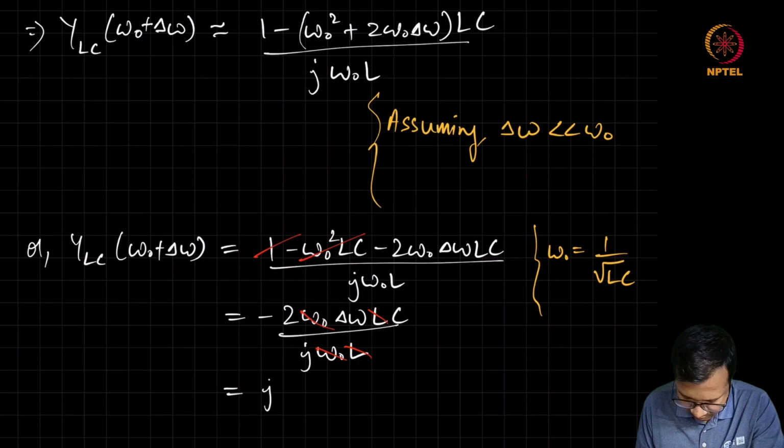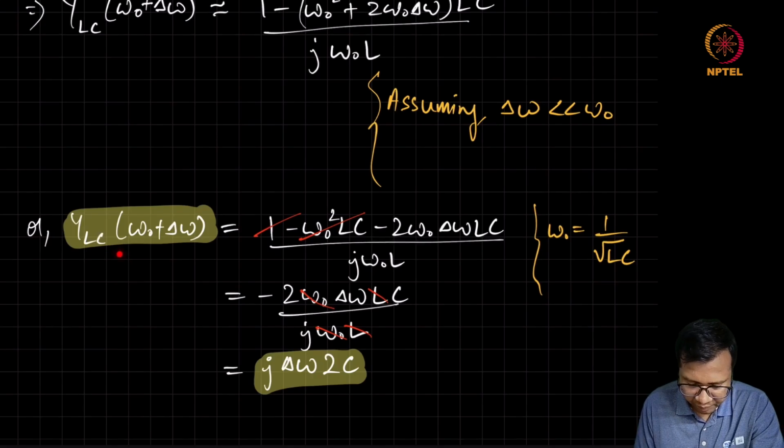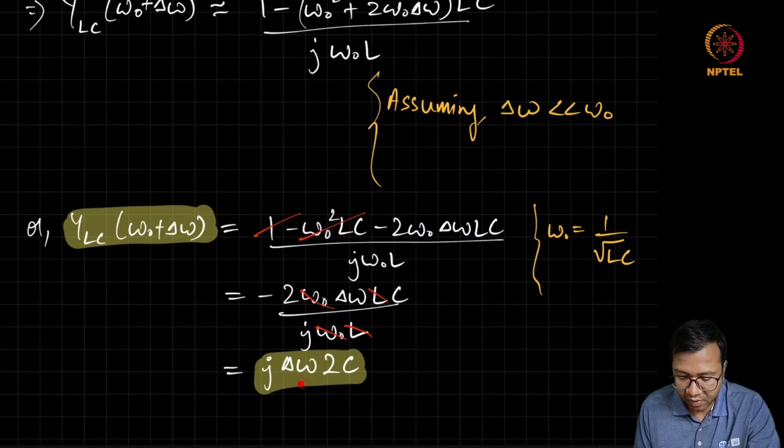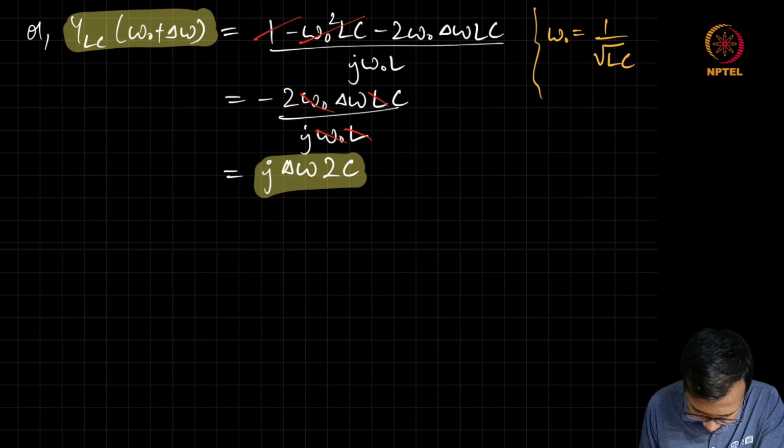Equal to j delta omega 2C. You can see that at a frequency slightly above the resonant frequency, the admittance will be completely capacitive in nature. And here we can see that the equivalent circuit at a delta omega offset can be drawn as just a single capacitor of value 2C.